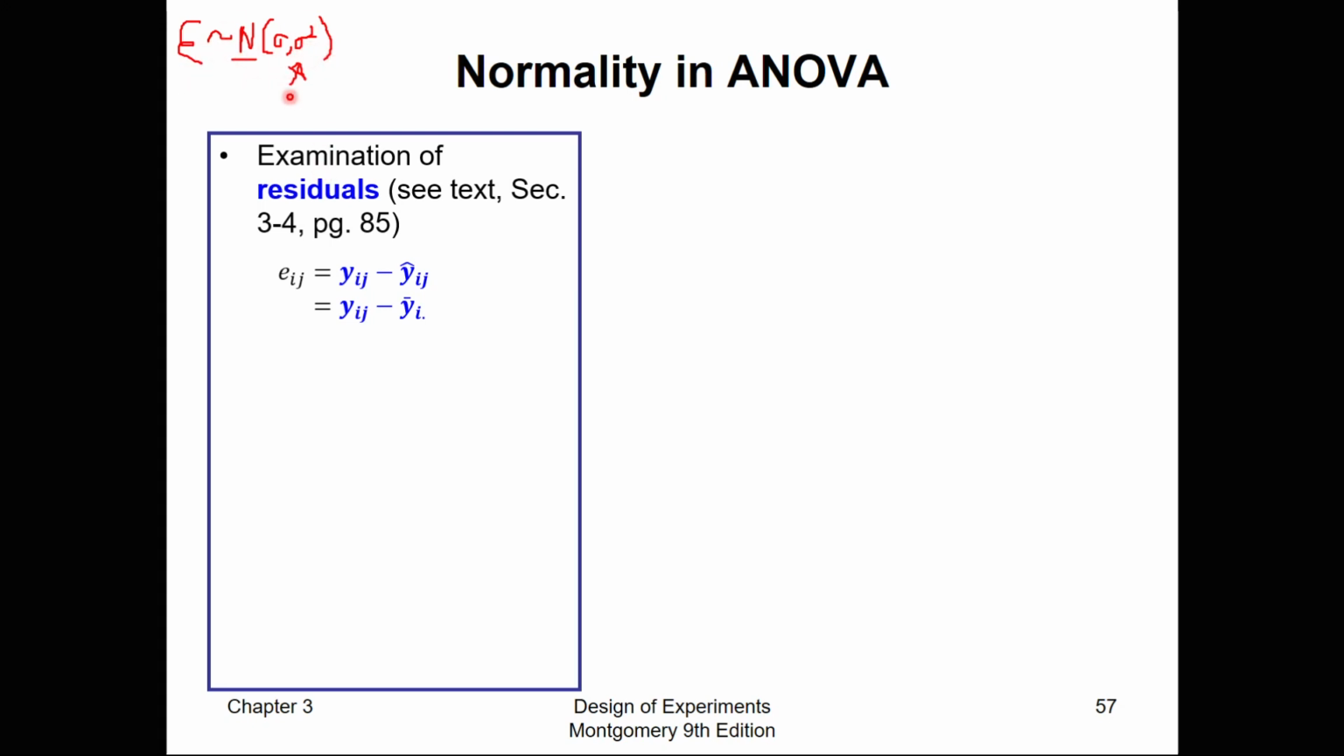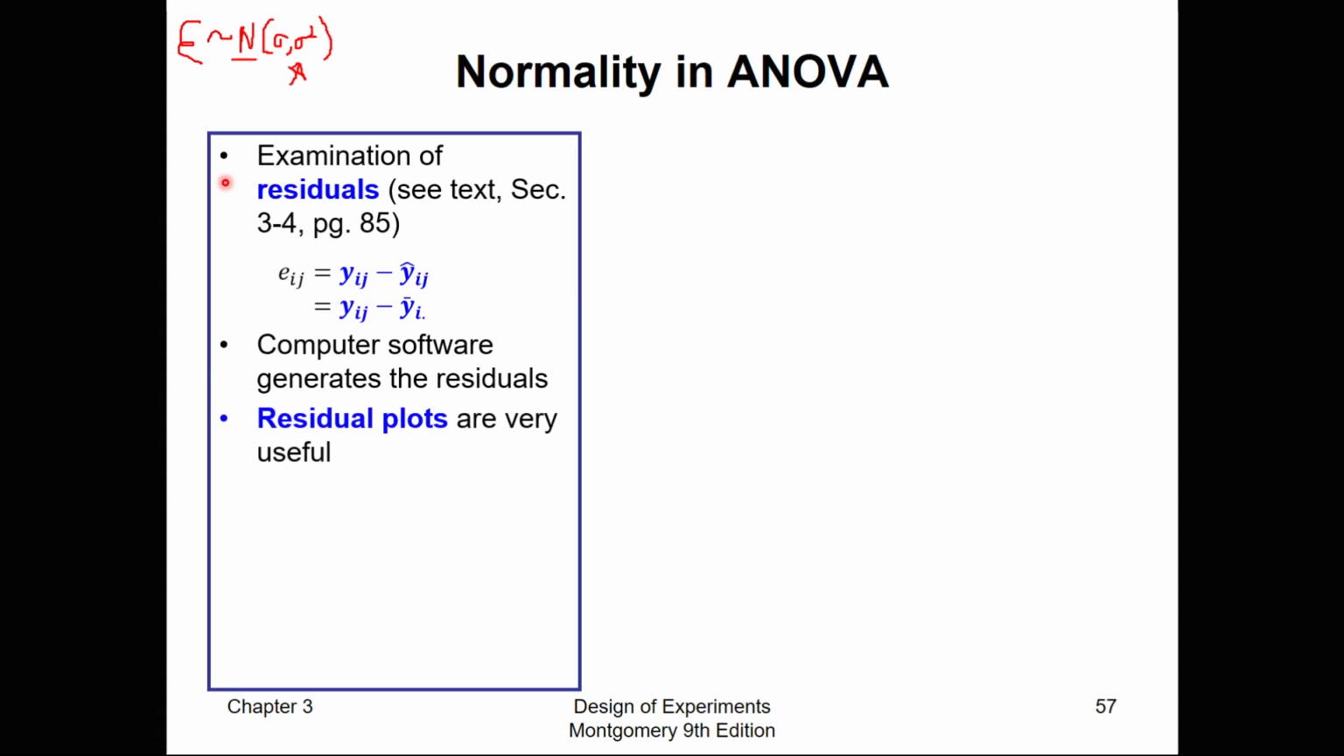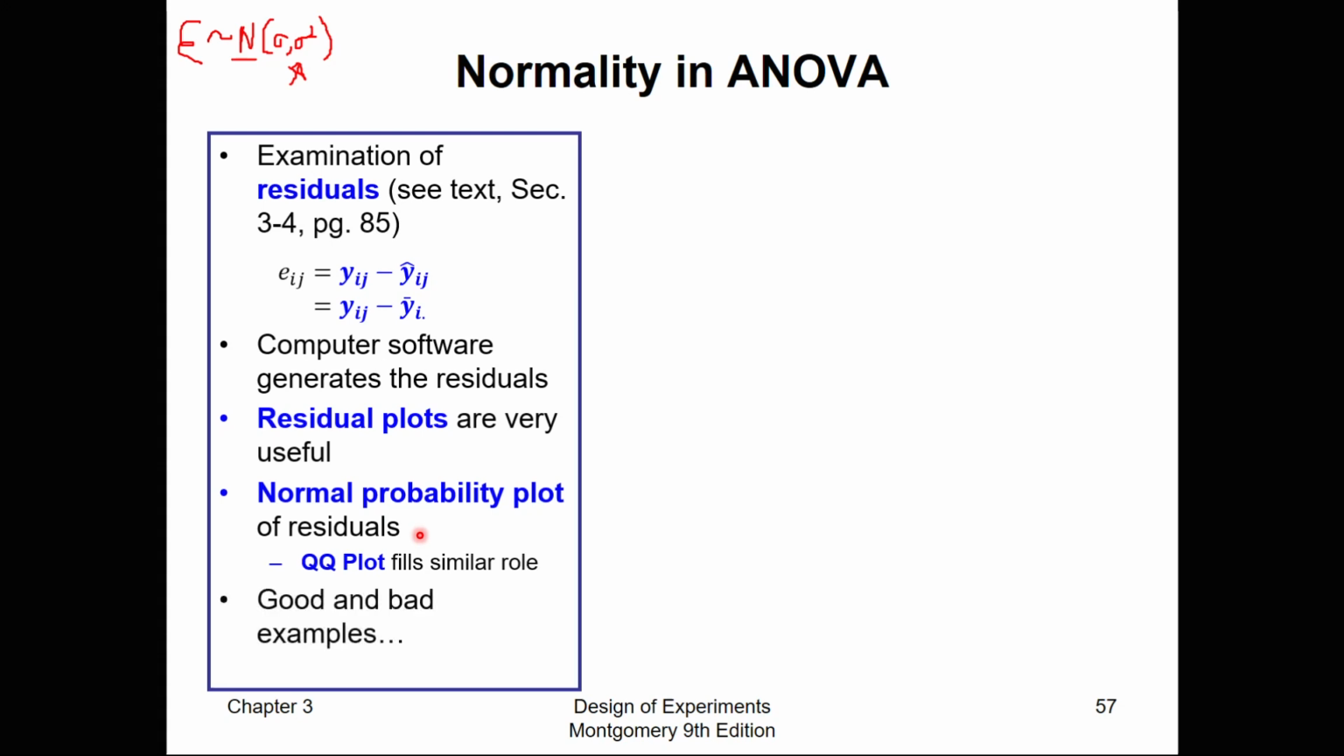So to check the assumptions, we check the observed errors, which are called the residuals. Now, computer software can generate these residuals, so you don't have to look at them by hand. There are different plots that we can use. Residual plots are very helpful, and we'll talk about them on the next slide. But one that's really helpful for normality is something called a normal probability plot, and something called a QQ plot fills a similar role. So probability plot, PP plot, QQ plot, these are very similar analytic tools that we can use to look at residuals.